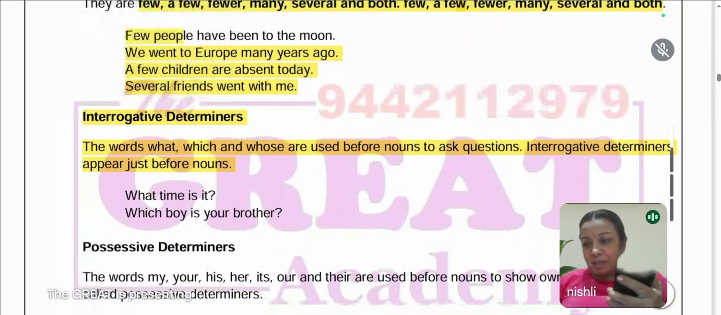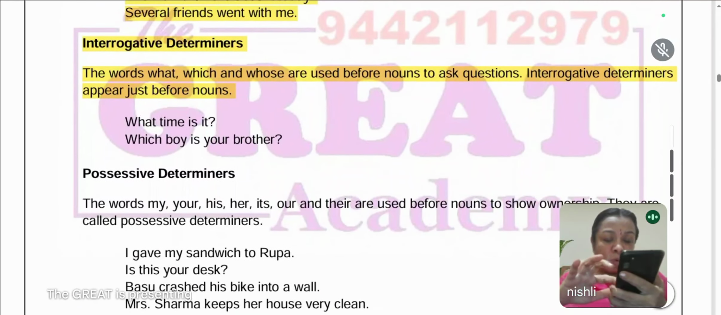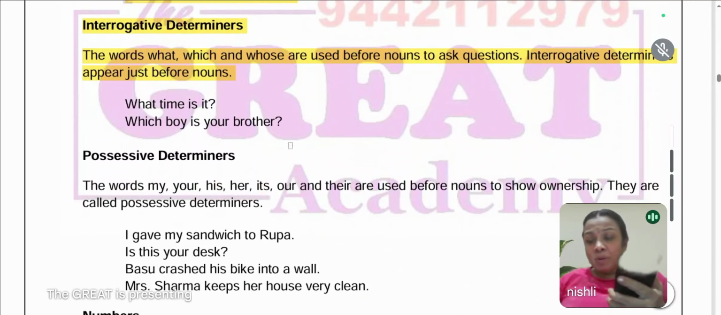Which boy is your brother? So what time is it? What, which, all of these refer to a question. You will ask a question. They use them before nouns to ask questions. Interrogative means question only. So interrogative determiners appear just before nouns.